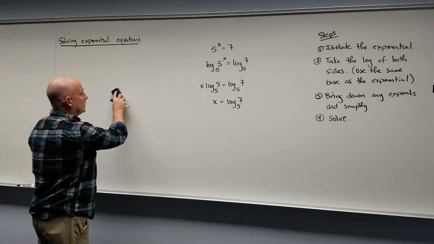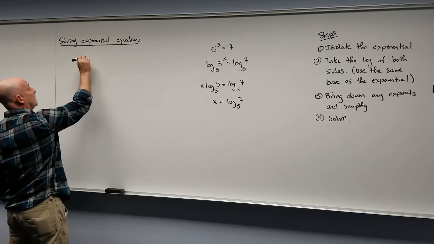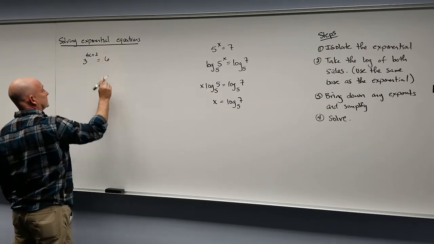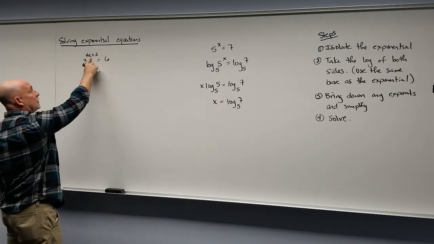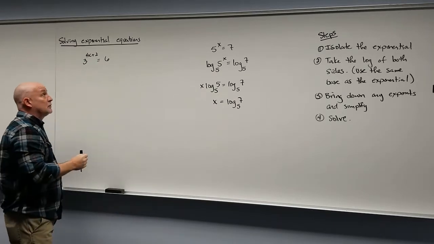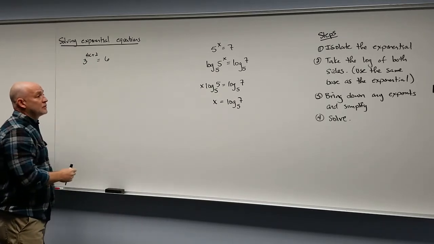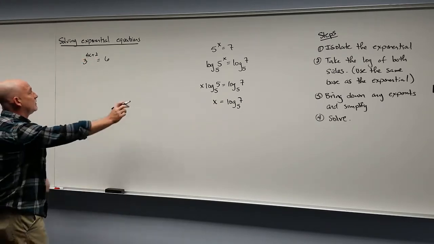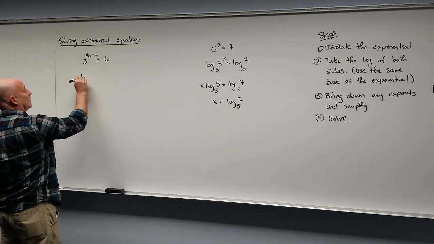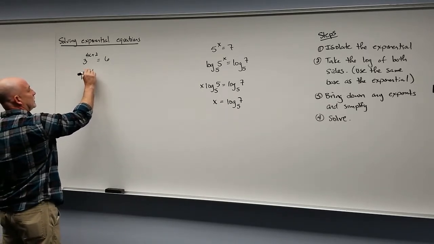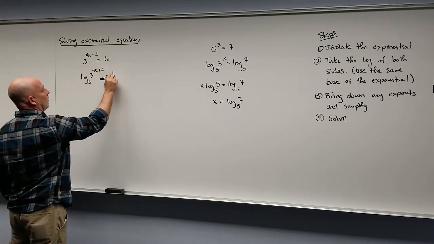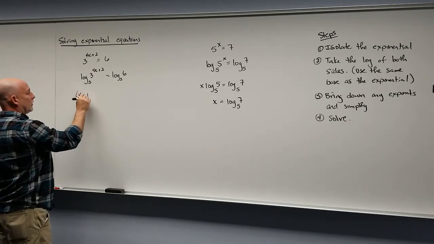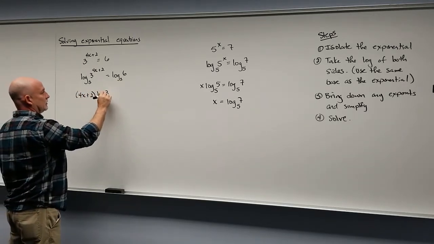All right, let's try a couple more of these. So let's say I had 3 to the 4x plus 2 is equal to 6. All right, this is an exponential equation because we have variables in the exponent. So let's follow our steps. First step says isolate the exponential. This is our exponential. It's on the side all by itself. Take the log of both sides. All right, so let's take the log. And since the exponential is base 3, I'm going to use log base 3. Now the reason we do this is so we can bring down our exponents. That's log base 3 of 3.